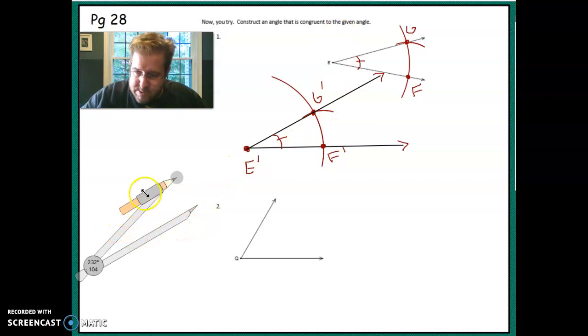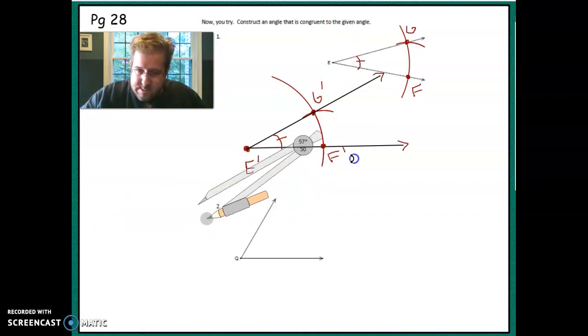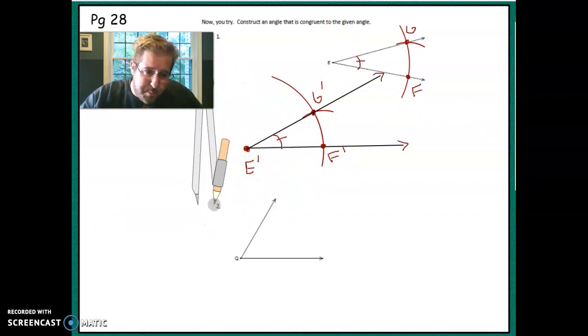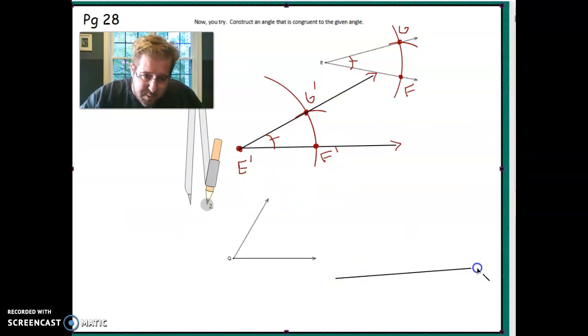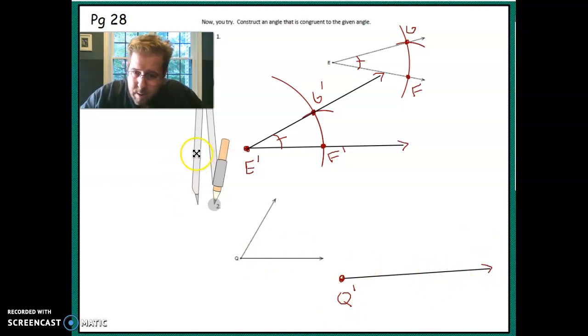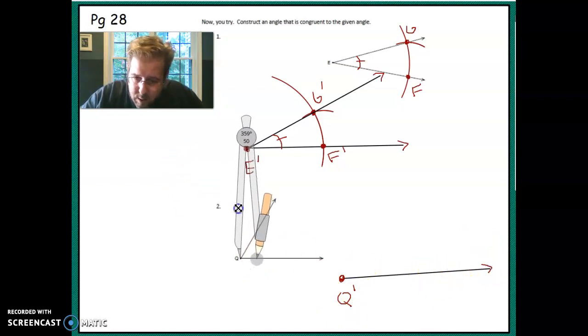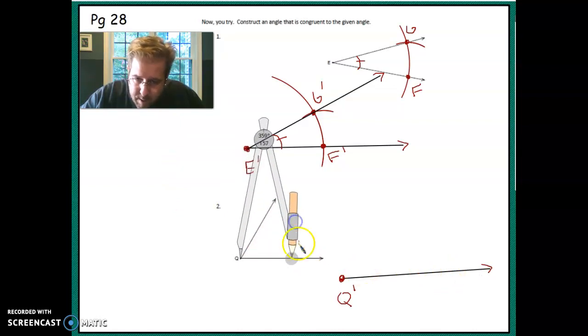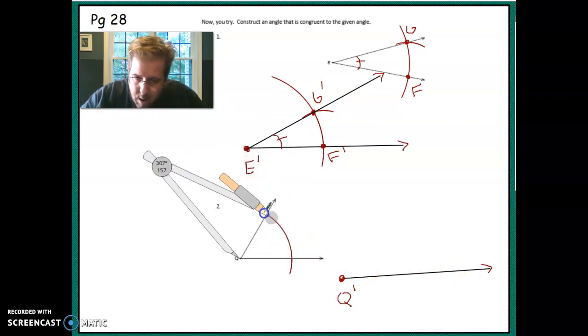All right, so let's go through those steps one more time, down here for number 2. So first we always start off with a ray. It really doesn't matter what direction it goes. I'm going to call this Q prime as a copy of Q. And then somewhere over here, I'm going to put my fixed point on Q, and then somewhere over here, I'm going to make an arc.